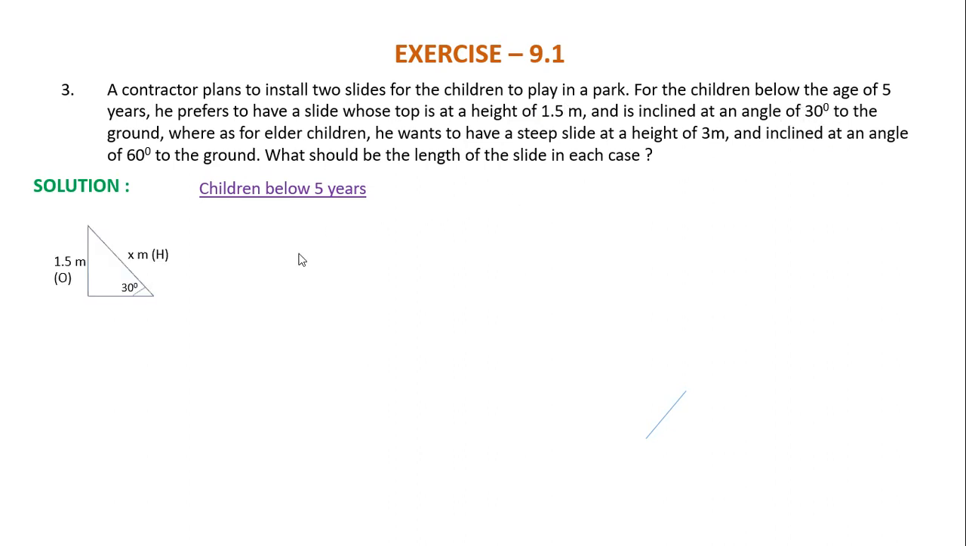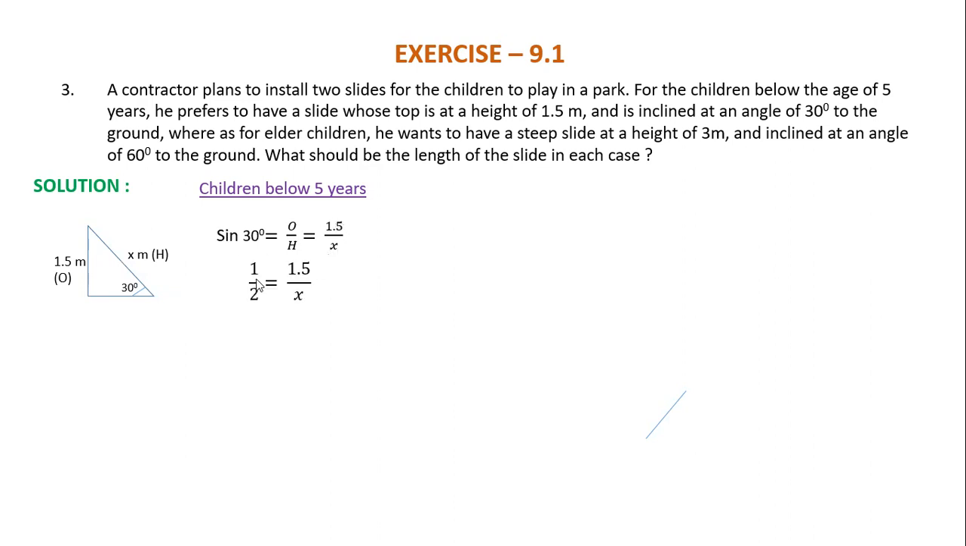So it will be like this. 1.5 height is 1.5 meters and angle is 30 degrees. Okay. You have to find the length of the slide. This is the slide. That is x. So opposite upon hypotenuse. Opposite upon hypotenuse is what? Sine. Sine is 1.5 upon x.